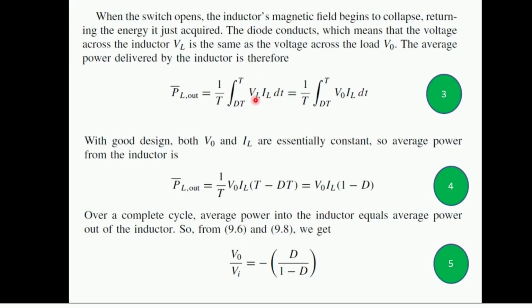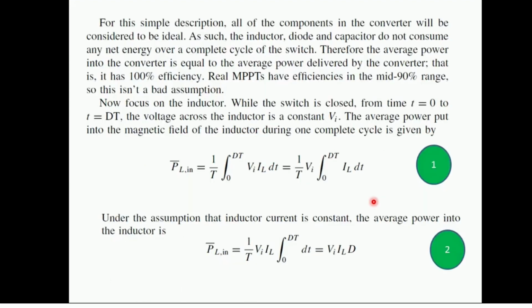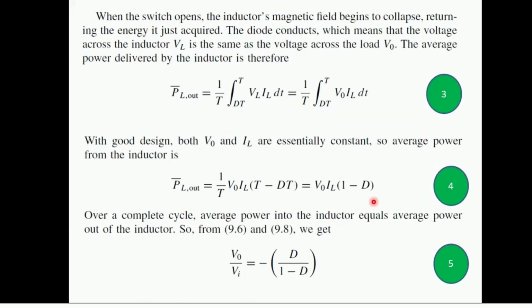When the switch is open, the inductor's magnetic field collapses and it returns the energy that it acquired, and simultaneously the capacitor will charge, and the capacitor will also discharge through the load. During on time the inductor charges, and during off time the inductor provides the energy. So during on time the load gets the power, and during off time also the load gets the power.